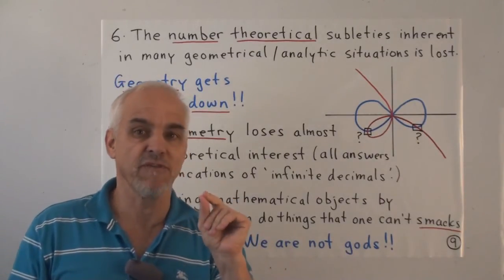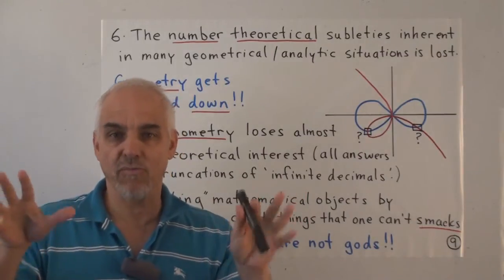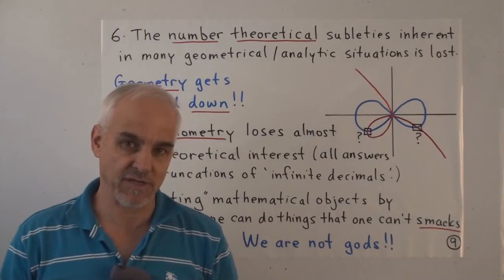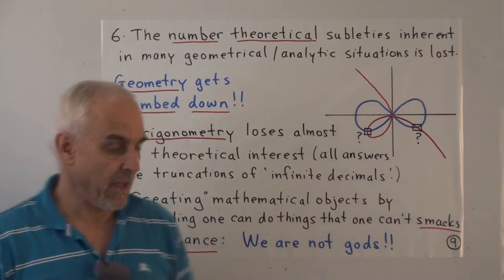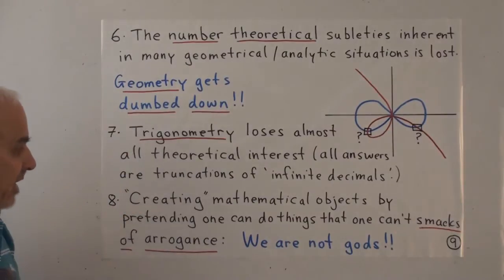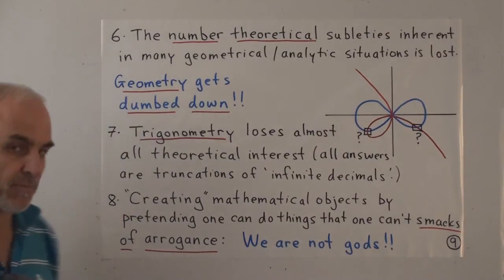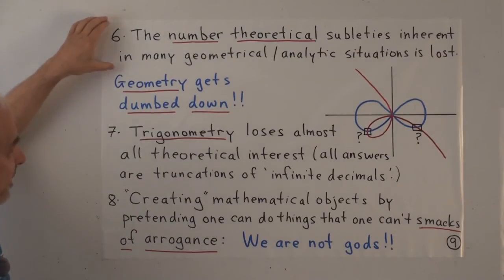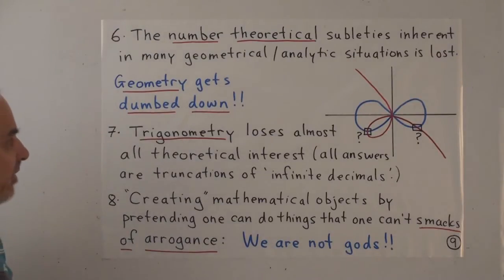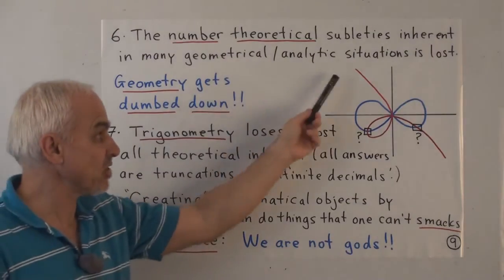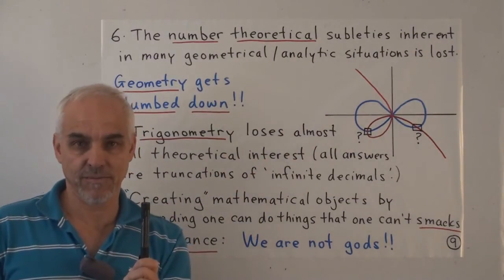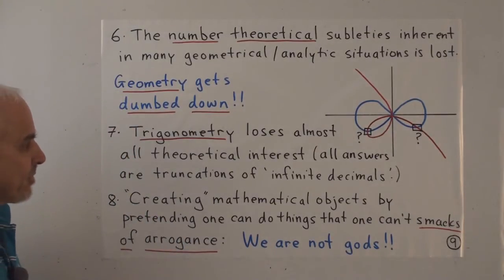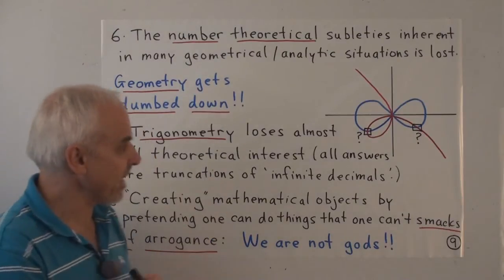But there are lots of disadvantages that infiltrate to other branches of mathematics once you accept the idea of a real number as an infinite decimal in this way. And this is actually quite a long list that I could go through, and I've just cut it down to keep the list manageable. All right, so one of the really key points is that the number theoretical subtleties inherent in many geometrical and analytic situations become lost. And so there's much to say about this. Let me just give you an idea about this.